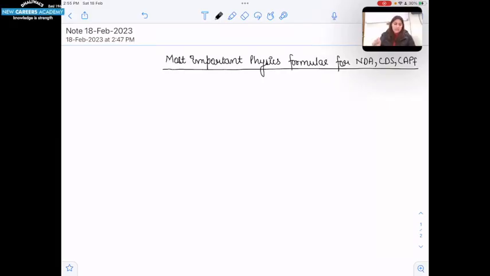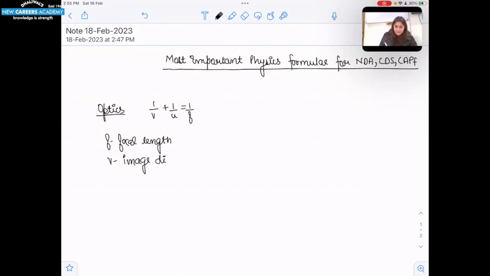So let's first start with optics formulas. First chapter is optics. The first formula for optics is the mirror formula, which is 1 by V plus 1 by U is equal to 1 by F. Here F is focal length, V is image distance, and U is object distance.